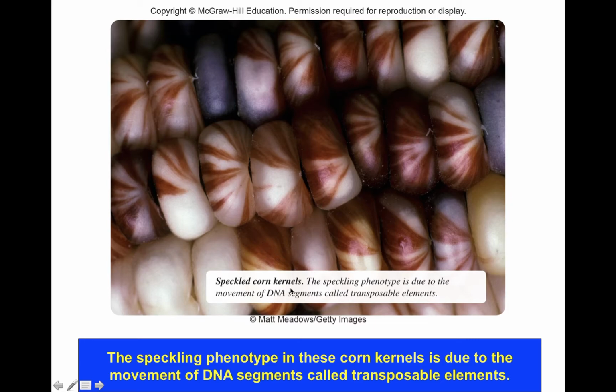The speckling phenotype is due to the movement of DNA segments called transposable elements.